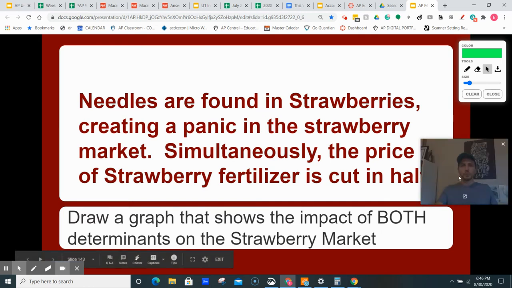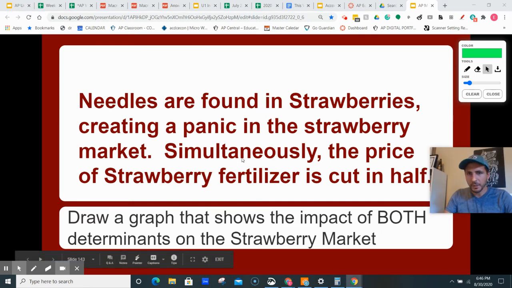The needles are found in strawberries, creating a panic in the strawberry market. Simultaneously, the price of strawberry fertilizer is cut in half. Eat your strawberry needle in the mouth. The impact of both determinants.